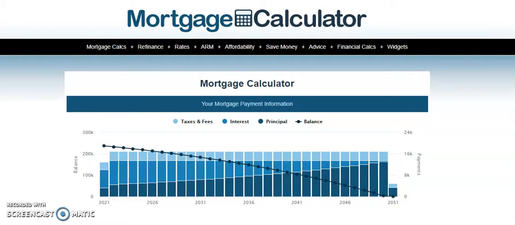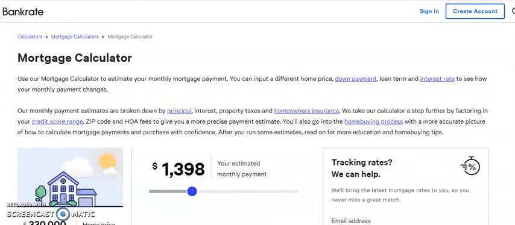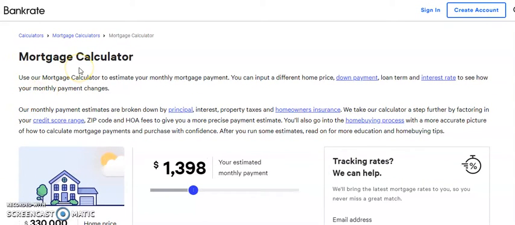Okay, so what we're going to be doing is comparing two types of mortgage calculators from two types of websites. So here we have mortgagecalculator.org versus Bankrate. Here, I'll move this a little bit. Bankrate.com, and it's a mortgage calculator.